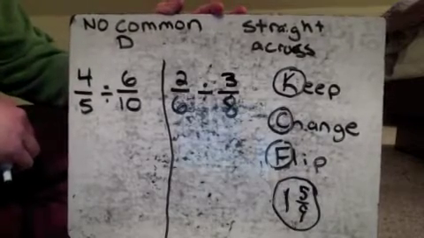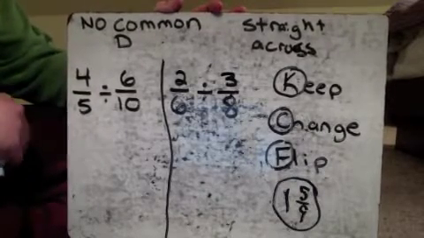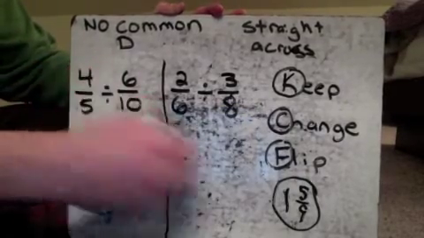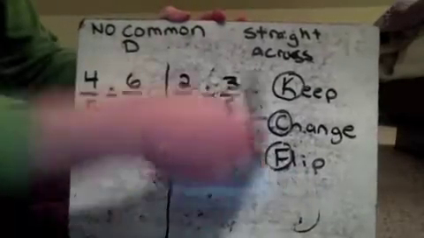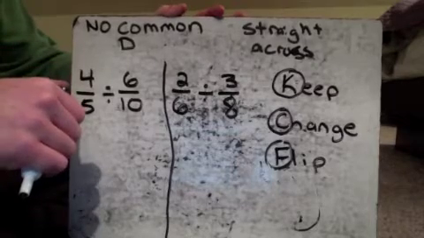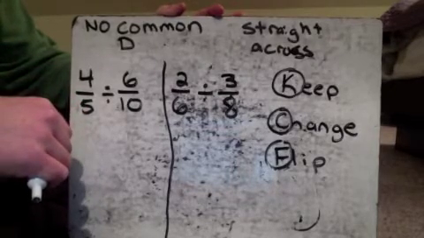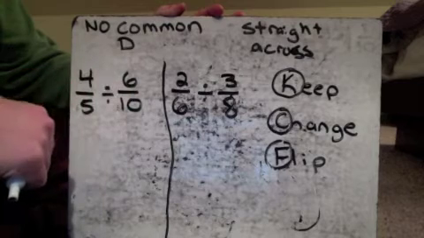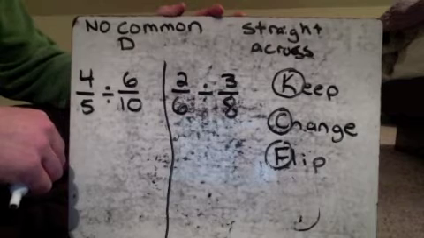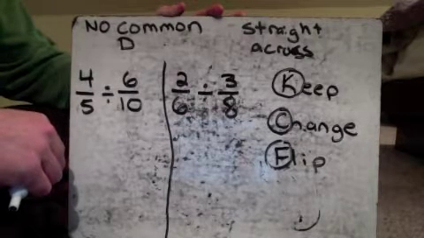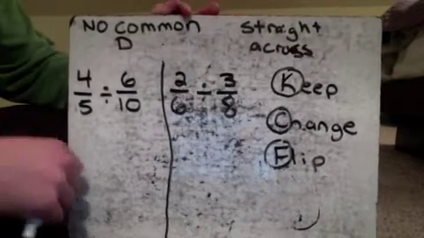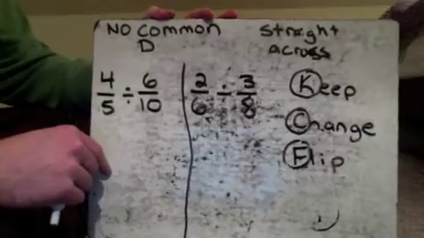All right, why don't you go ahead and try your hand at these two problems here for practice. 4/5 divided by 6/10, and 2/6 divided by 3/8. Remember, for division, we're doing keep it, change it, flip it. We're not finding common denominators, and we're multiplying straight across. That cross reducing is optional. Try them, see how you do. Pause the video.